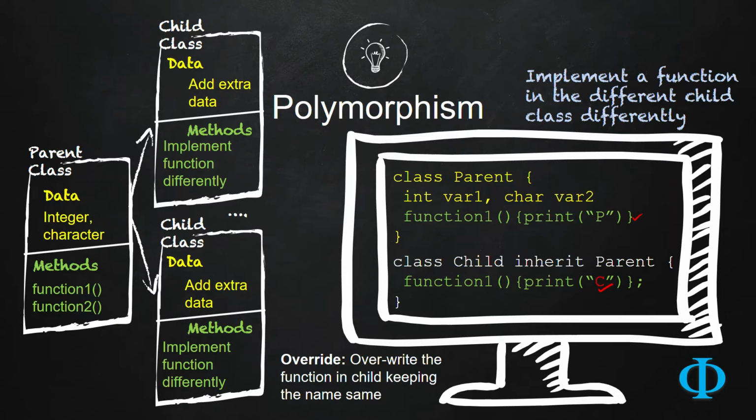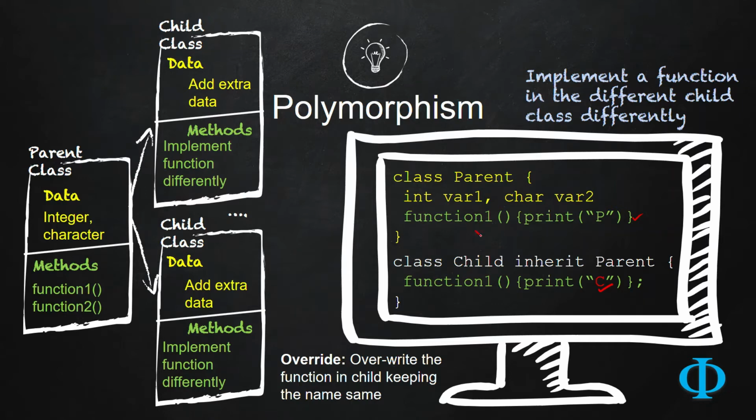Let's consider again a fictitious family where the children have the same voice as their parents, but one of the children is utilizing the voice for singing, and another child is utilizing that voice for doing some speech and all different things. So that's exactly what polymorphism does.